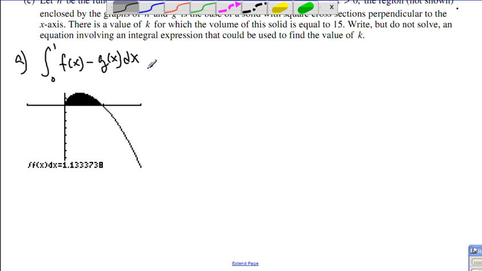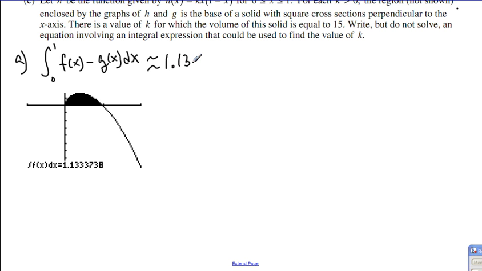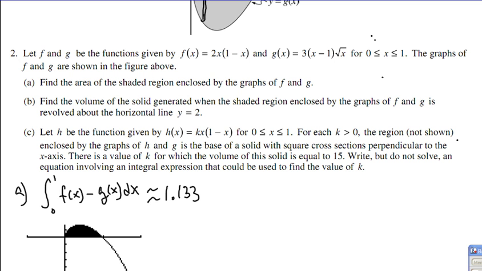All right, our answer is 1.133. Is there any unit? I don't think so. Then we are okay. Number B, find the volume of the solid generated when the shaded region is revolved around y equals 2.